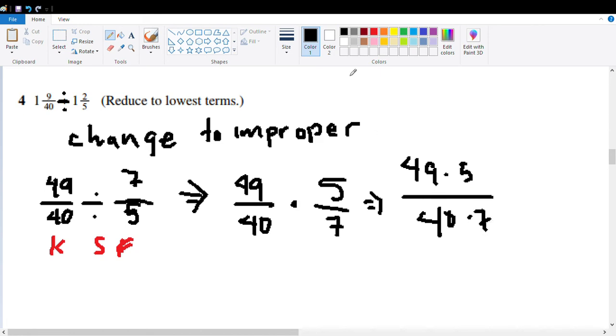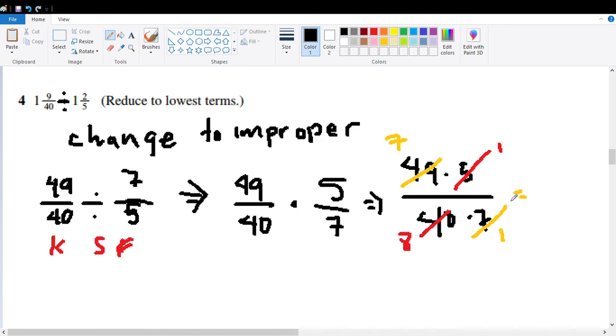Is that all we can do? We can also start simplifying. 5 and 40 share the common factor of 5, so 5 becomes 1. 40 divided by 5 is 8. Is there anything else? Yes. 49 and 7 share a common factor of 7. 7 becomes 1, and 49 becomes 7. Is there anything else? Nope.